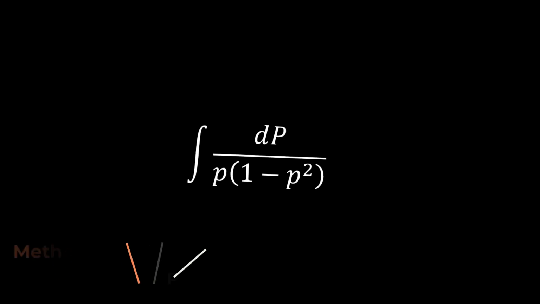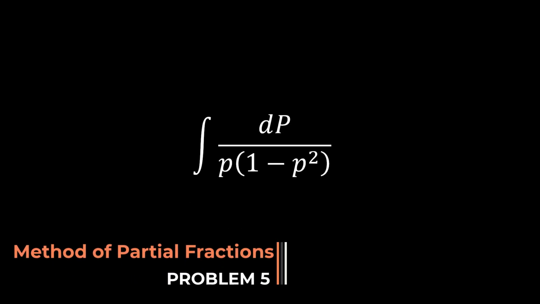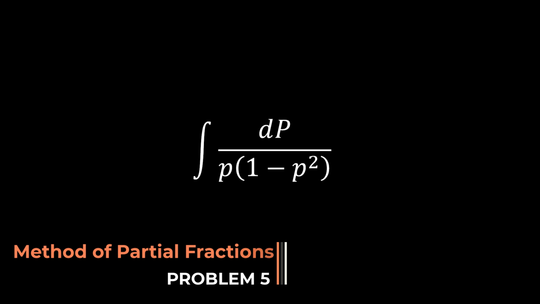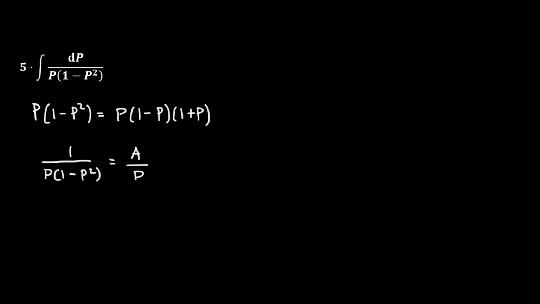Problem number 5. Here we have to find the integration of dp over p times (1 minus p squared). Because p times (1 minus p squared) is equal to p times (1 minus p) times (1 plus p), we should include one partial fraction for each factor and write 1 over p times (1 minus p squared) as A over p plus B over 1 minus p plus C over 1 plus p. Let this be equation number 1, where A, B, and C are constants that are to be determined.